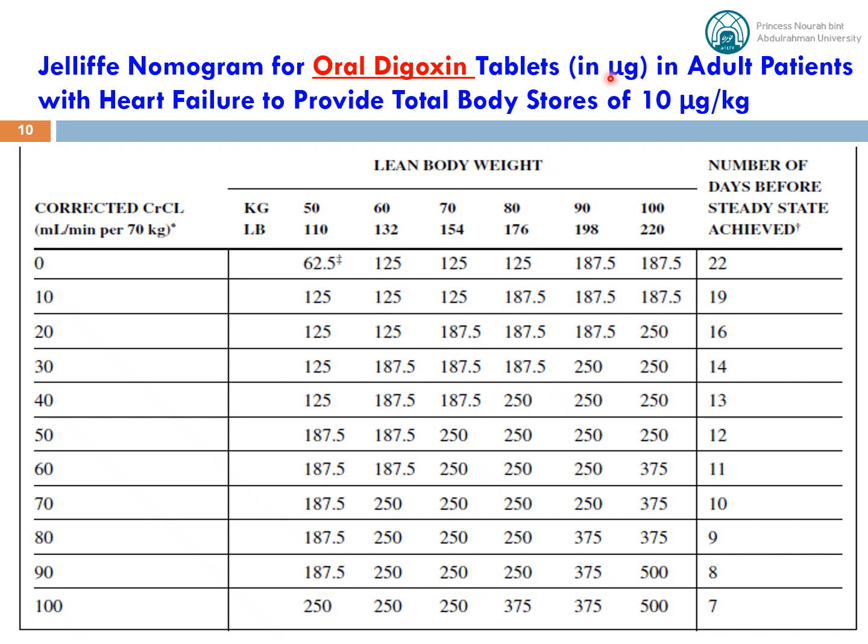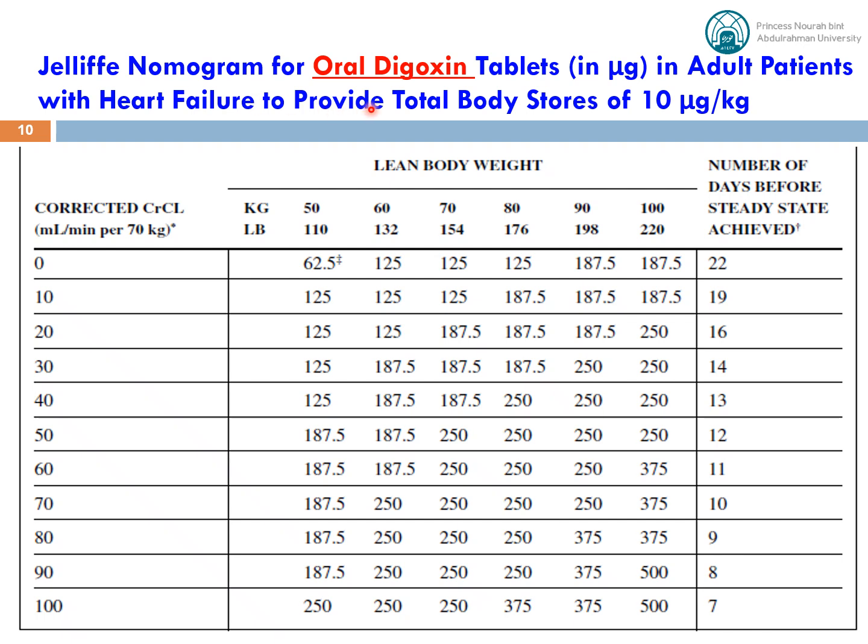Just 2 or 3 slides previously, the plasma concentration was measured in nanogram. Okay, here we are talking about the microgram drug dose of digoxin, drug oral dose. Okay, in adult patients, it's not for children or infants with heart failure. Sure, we are administering the cardiovascular drug digoxin to treat heart failure problems.